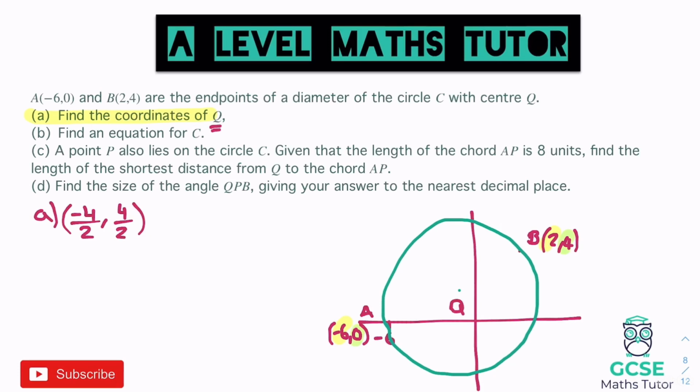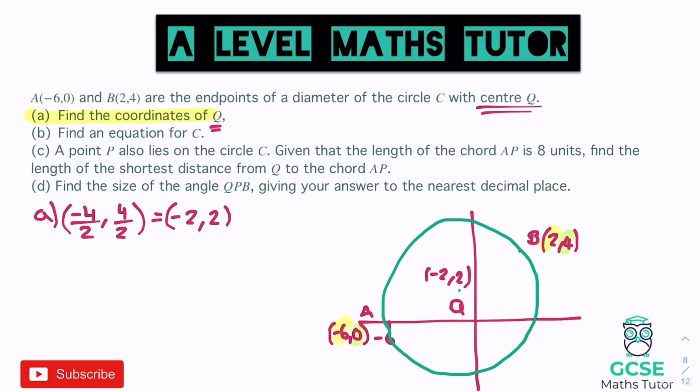Over here it says centre Q. So if we work those out, negative 4 divided by 2 is negative 2, and 4 divided by 2 is 2. So there are the coordinates of our centre, and we can label that now on the diagram, negative 2 and 2, as our centre point there.